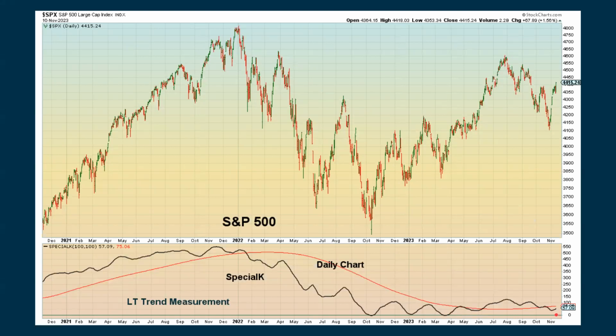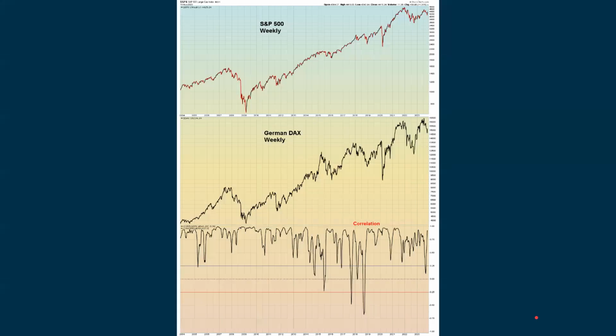And I won't really show this chart again unless we see some more improvement and start to cross back above the red line. Then we look at a weekly chart of the S&P on top, and then we have a weekly chart of the German DAX, and then we look at the correlation between the two.